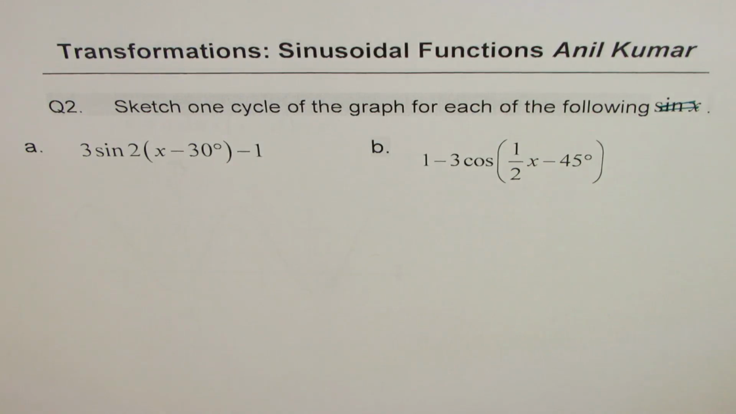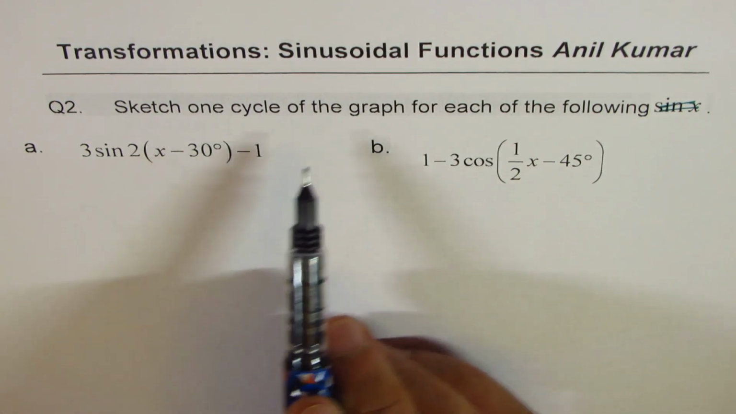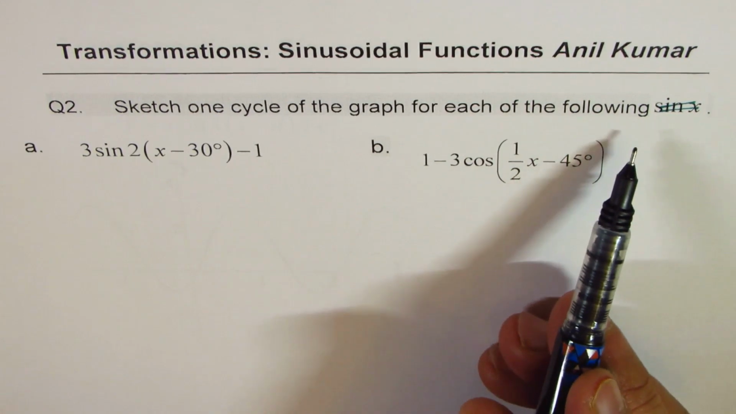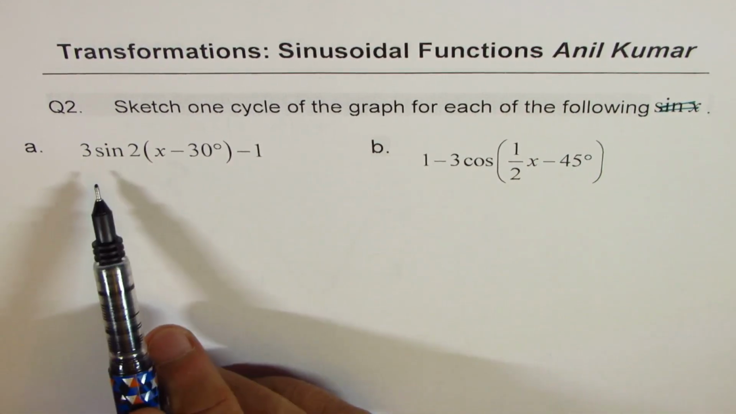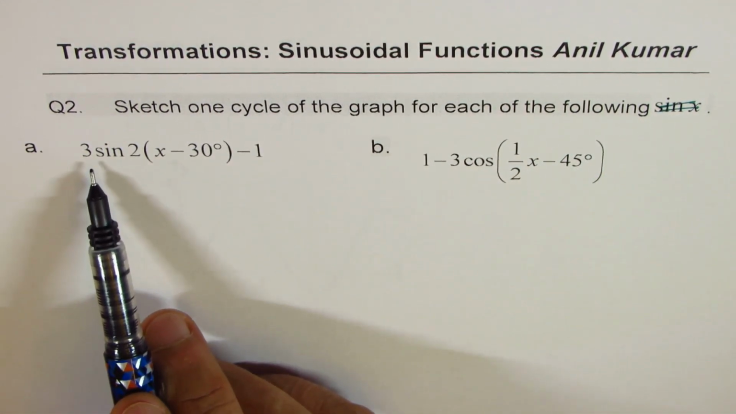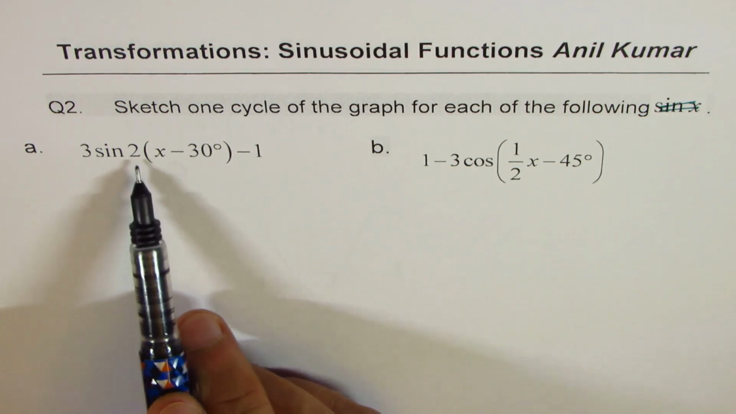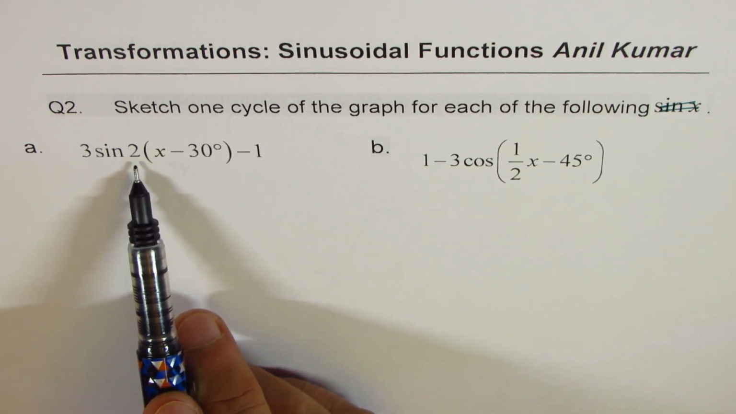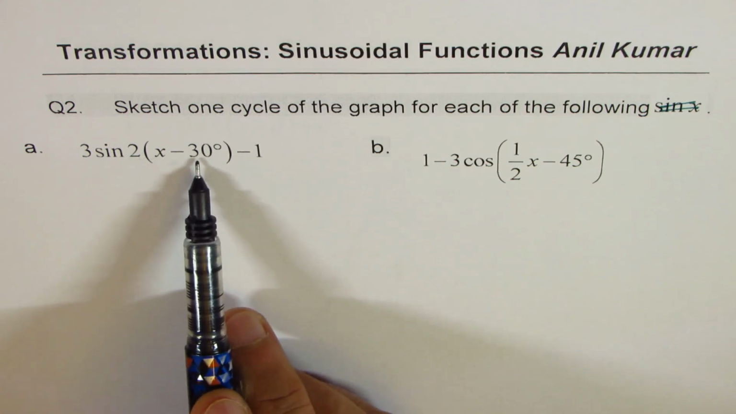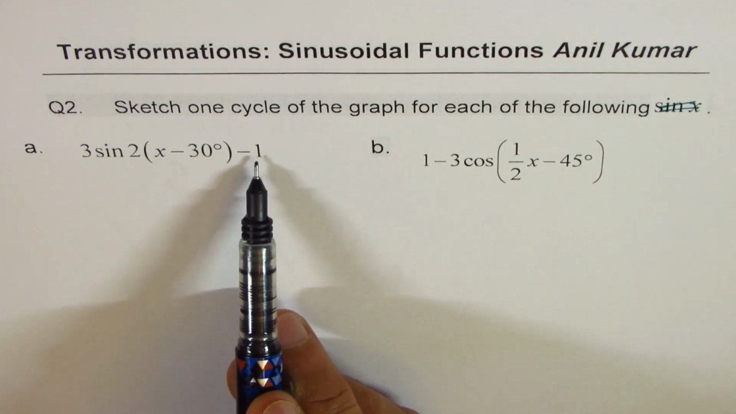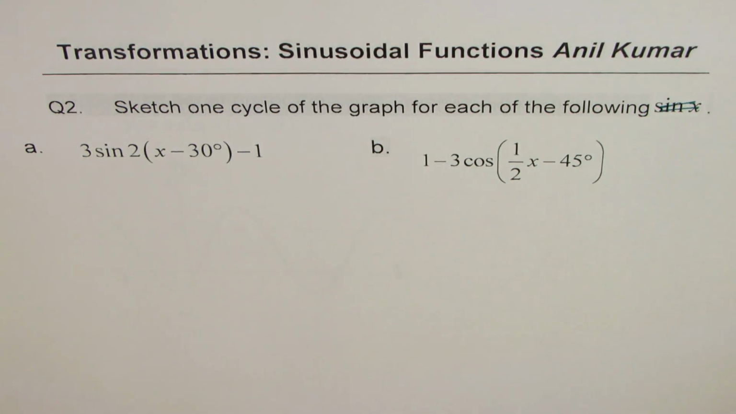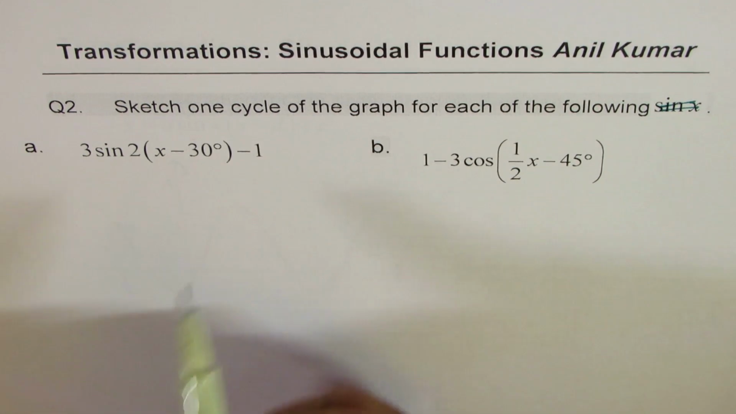Question number 2. We need to sketch one cycle of the graph for each of the following. So first I have taken up a sine function whose amplitude is 3. Time period is, we'll talk about degrees, 360 divided by 2, which is 180. It is moved 30 units to the right and 1 unit down. Perfect. So that is how you could read all the information.